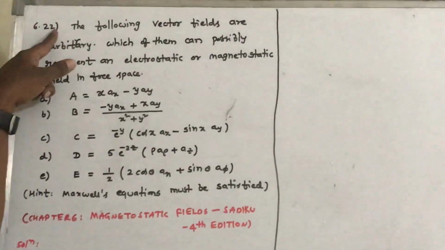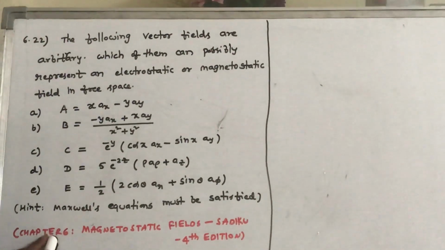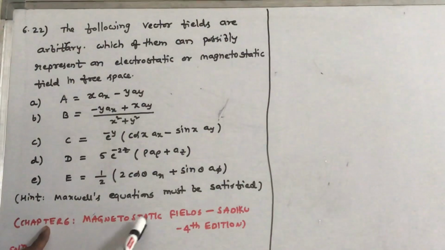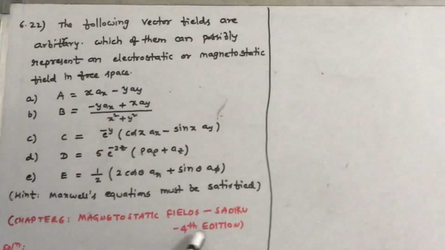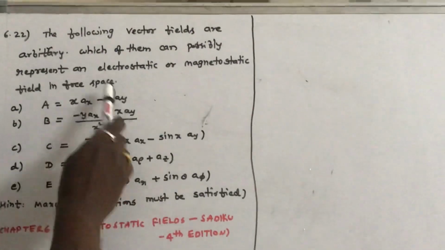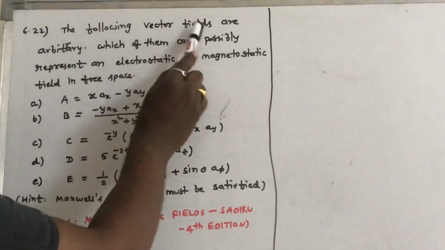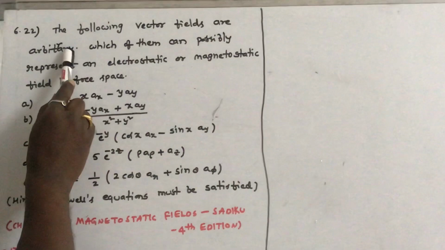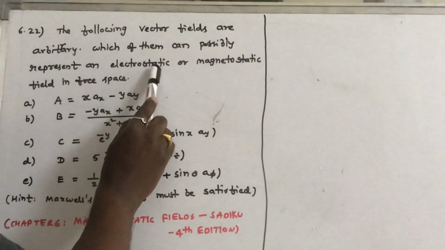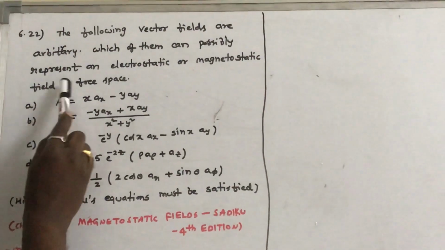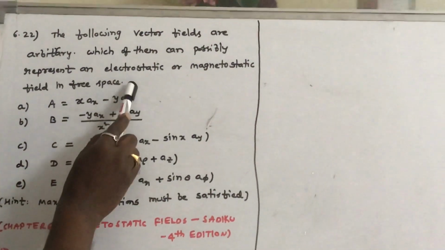Hi, this is problem 6.22 from chapter 6, magnetostatic fields, from Elements of Electromagnetics by Sadiku, 4th edition. What is this question? Let us see this question. The following vector fields are arbitrary. Which of them can possibly represent an electrostatic or magnetostatic field in free space?